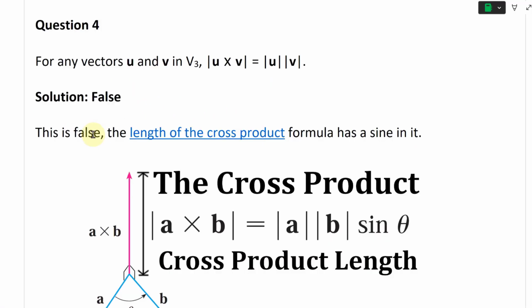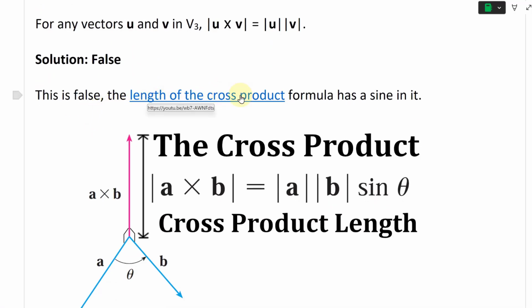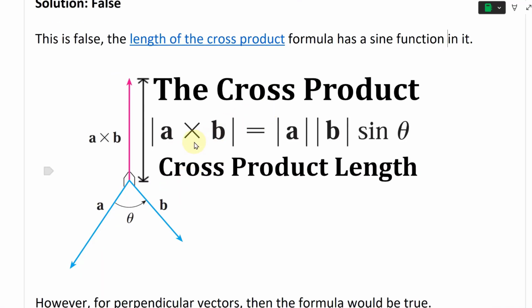So the solution is false. The length of the cross product formula has a sine function in it. So this is missing the sine function right here. This note from my earlier video is a thumbnail for the cross product a cross b. The length of it, the magnitude, is equal to the magnitude of a times the magnitude of b, or the length of a and b, multiplied by each other times sine theta.